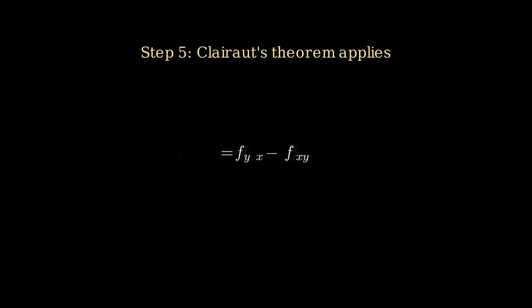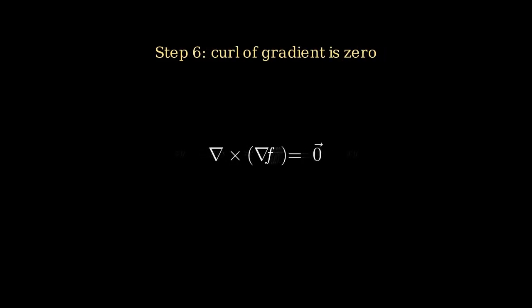Step 5. Here's the key move. Apply Clairaut's theorem, which says that for a smooth function, mixed partial derivatives do not care about order. So each of those pairs of second partials is exactly equal to each other. Step 6. Since each pair is equal, every single component becomes 0. So the final result is curl of gradient of f equals 0, always, for any smooth scalar field.